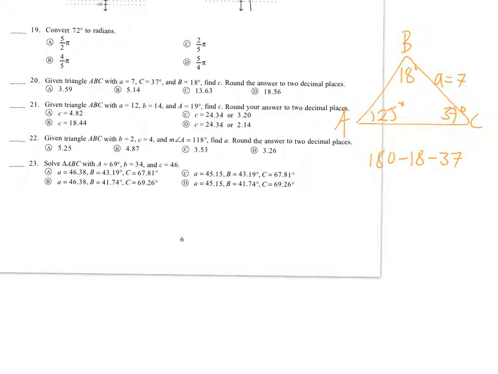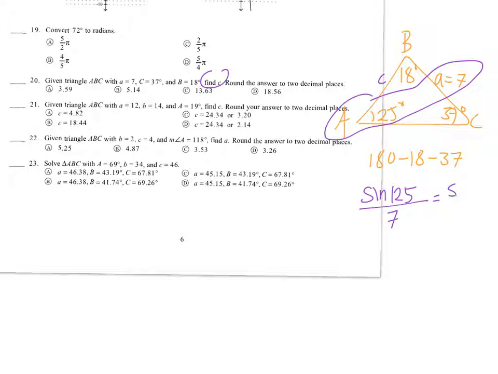This is not a right triangle, therefore I have to think law of sines or law of cosines. In this triangle, I've got opposite pieces, so we can use law of sines. I'm trying to find C, that side. So sine of 125 over 7 is equal to sine of 37, that's angle C, over side C.